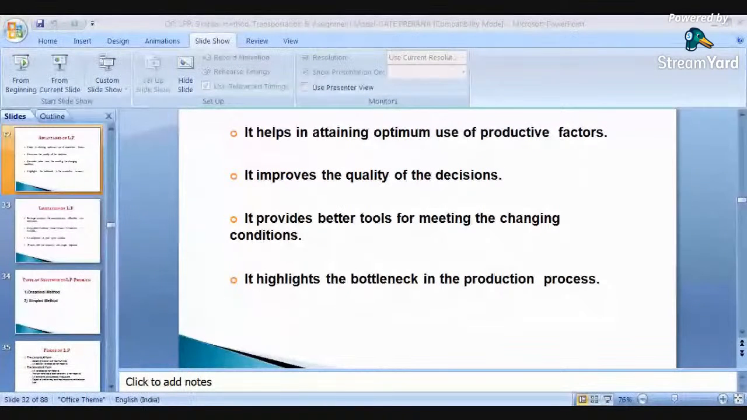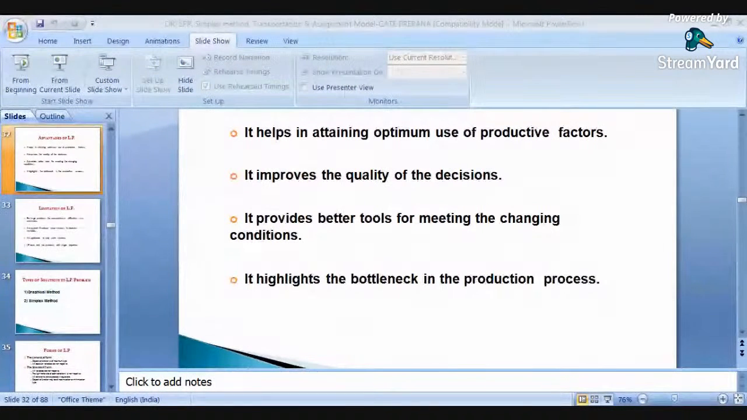So transportation problems are basically subcases of the linear programming problem. The objective is to minimize the cost of distribution of a product from a number of sources or origins to a number of destinations in such a manner as to minimize the total transportation cost.